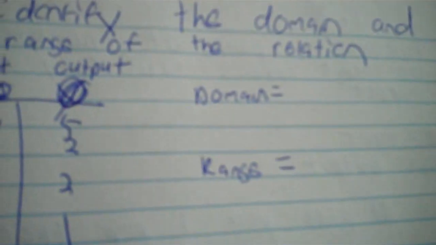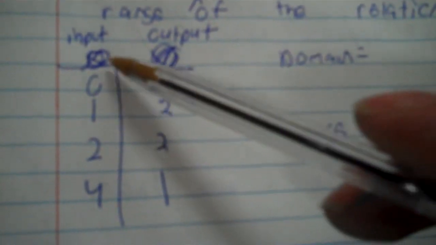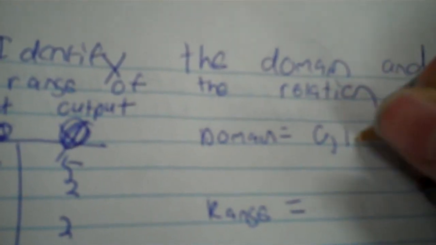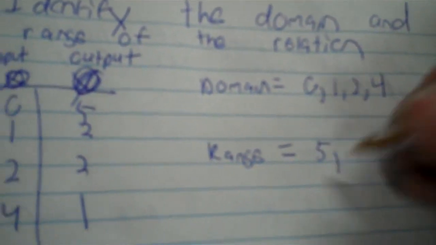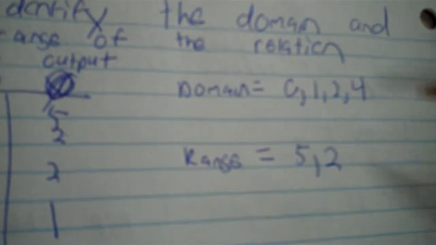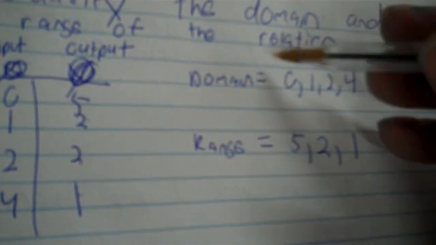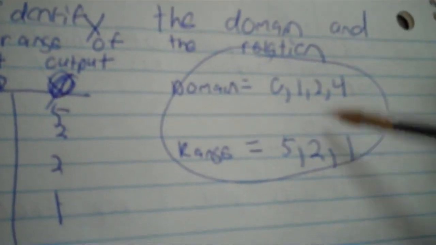So here's how you identify the domain and range of the relation. You're going to put domain equals, range equals. Now this is really easy. The domain is just the numbers under input, 0, 1, 2, 4. The range is the numbers under output, 5, 2, 2, 1. Now, since I have the same number 2, I'm going to write 5 down. I'm going to write 2 down, but I'm not going to write 2 down again, because once I write it down, I don't write it again. And then 1. Okay? And that's the answer right there. What I circle, that's going to be your answer. Okay, next one.